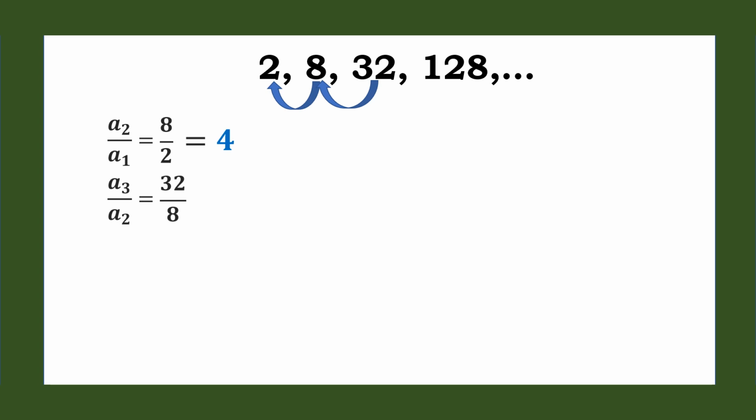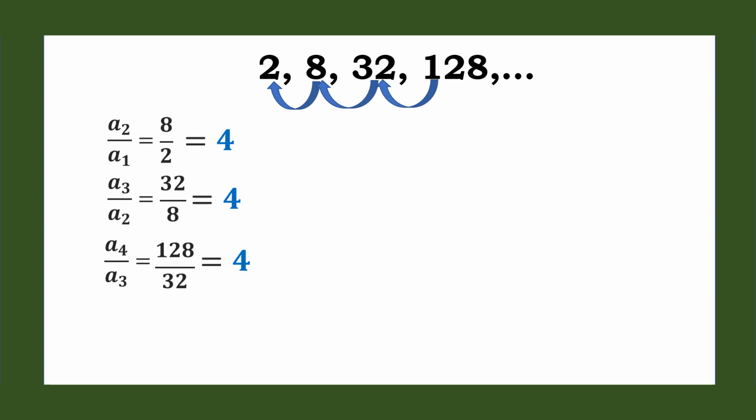Now let us use the same sequence, but in this case, let us try to change the operation into division. Instead of subtracting the first term from the second term, let us try to divide them. Let's see what will happen. Dividing the second term by the first term, we have 8 divided by 2, and that is equal to 4. Dividing again the third term by the second term, we have 32 divided by 8, and that is also equal to 4. Dividing the fourth term by the third term, that is 128 over 32, which is also equal to 4.